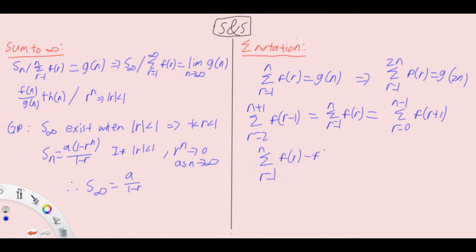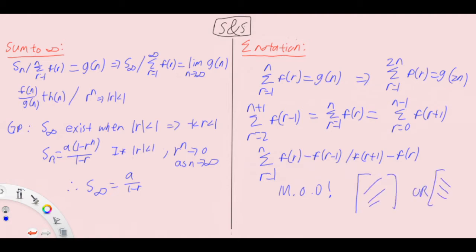Last idea, which is the method of difference, if you have f of r minus 1, or f of r plus 1 minus f of r. In fact, you can just have any generic function, just as long as there is a minus sign. The idea is the method of difference, either cancelling upwards or cancelling downwards.